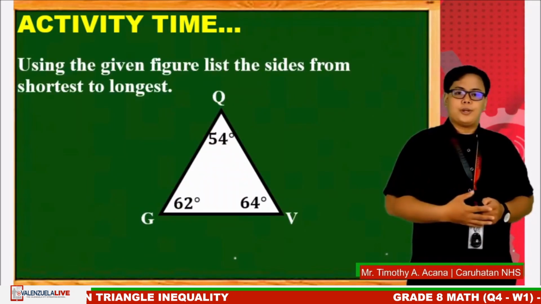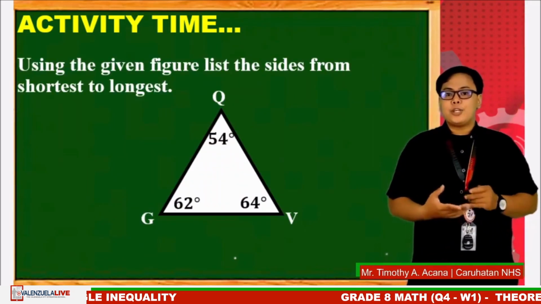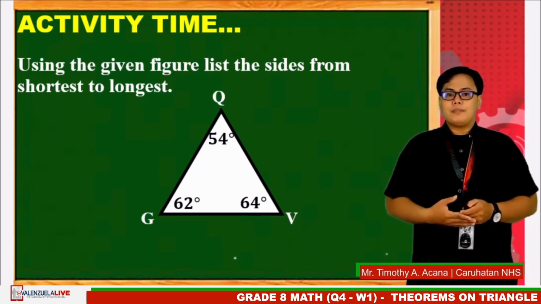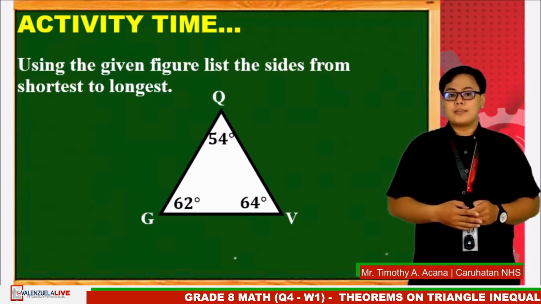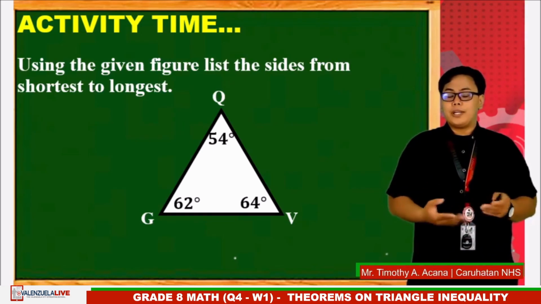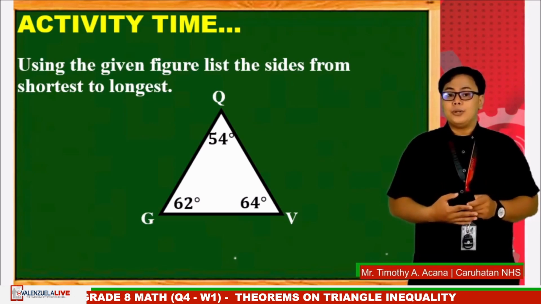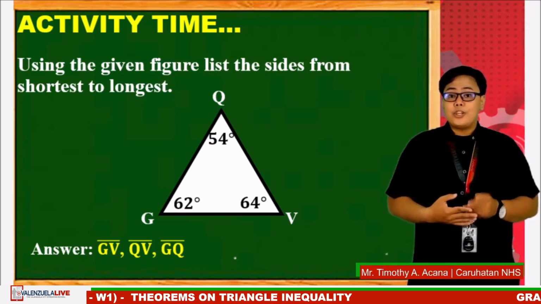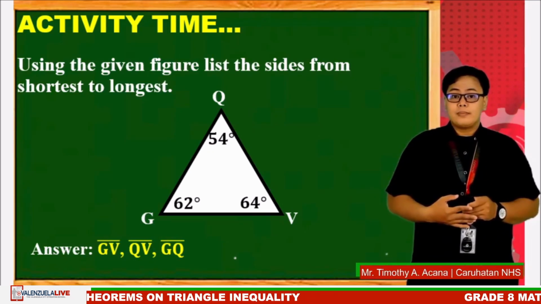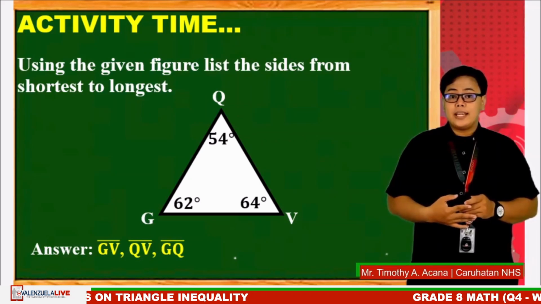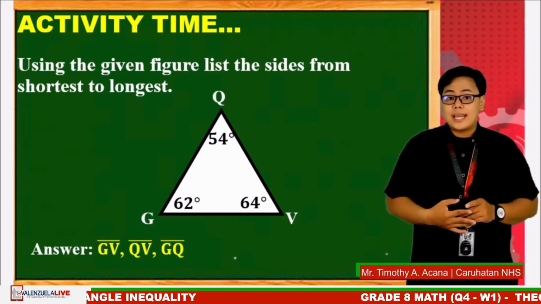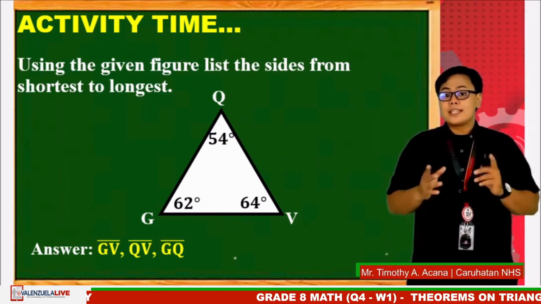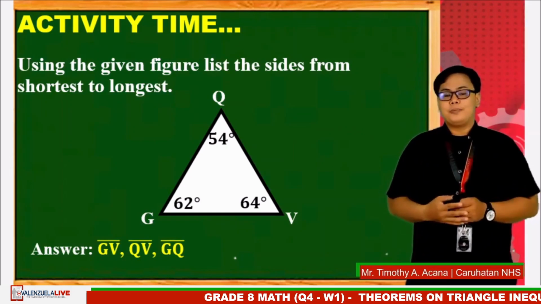Now, using the given figure, list the sides of triangle GQB from shortest to longest. In triangle GQB, angle G is equal to 62 degrees, angle Q is equal to 54 degrees, and angle B is equal to 64 degrees. The side opposite the smallest angle, which is angle Q, is side GB. And the side opposite the largest angle is side GQ. Therefore, the sides of triangle GQB from shortest to longest are side GB, side QB, and side GQ.